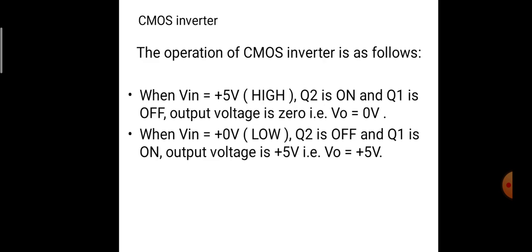The operation of CMOS inverter is as follows. When input equal to plus 5 volt or high, Q2 is on and Q1 is off. The output voltage is 0, that is VO equal to 0 volt. When Vin equal to 0 volt or low, Q2 is off and Q1 is on. The output voltage is plus 5 volt, that is VO equal to plus 5 volt.